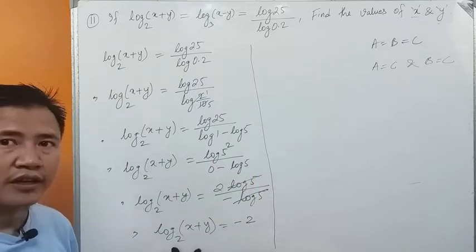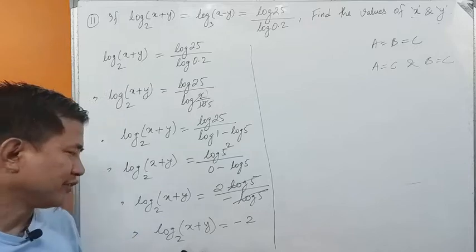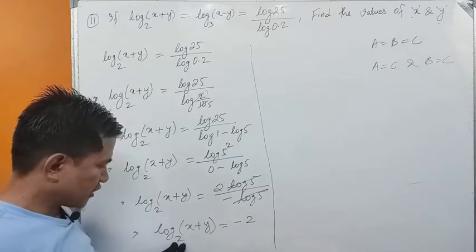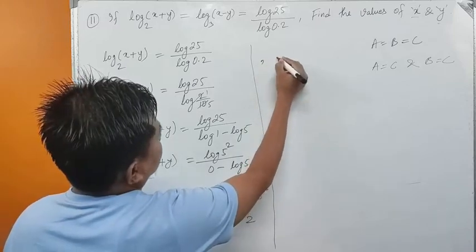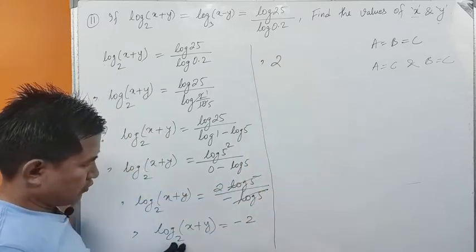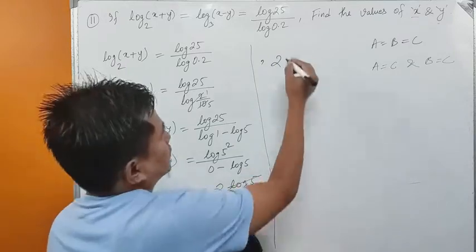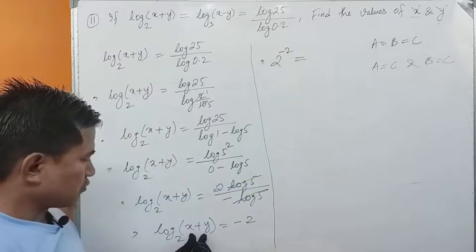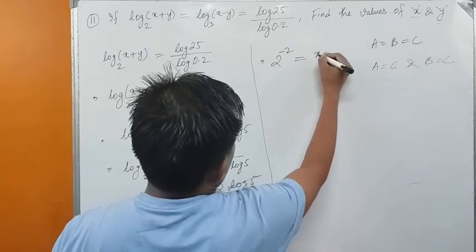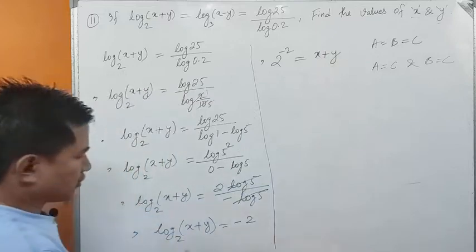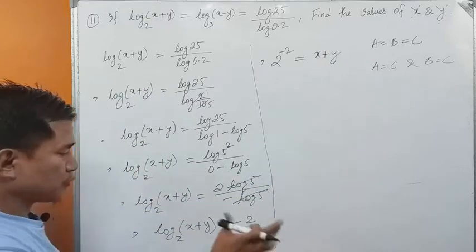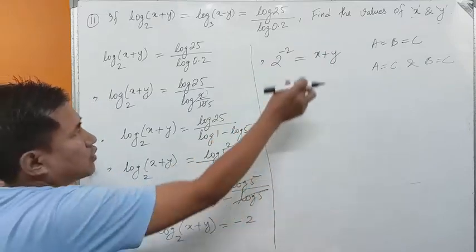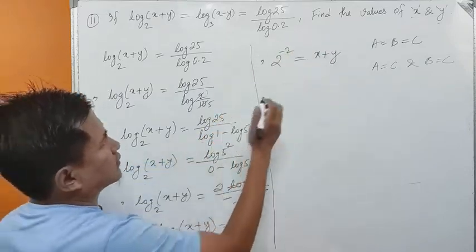This is a logarithmic equation. Now let us convert this equation into exponential form. So how do we do that? 2 is the base here. This minus 2 comes here as power, and x plus y goes to the right hand side. This is how we convert a logarithmic equation to exponential form. The 2 is the base, we write it here as base, this minus 2 comes here as power, and x plus y goes to the right hand side.